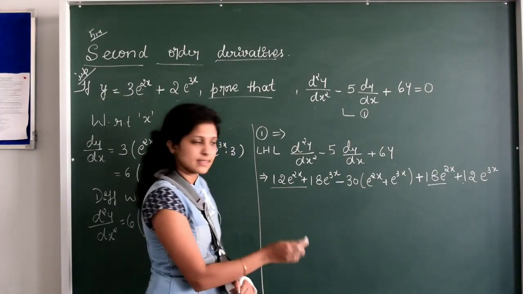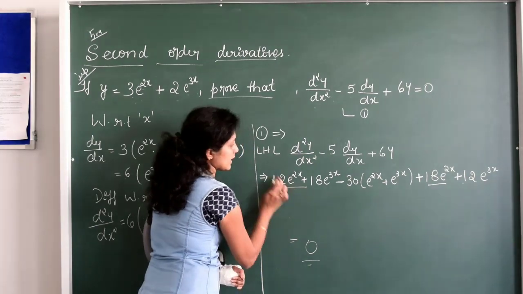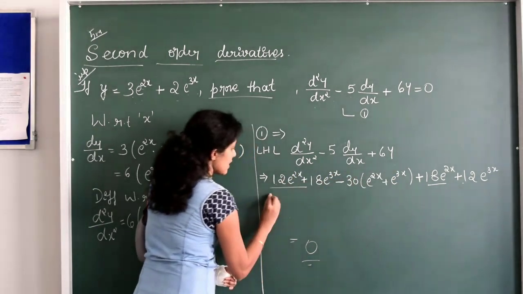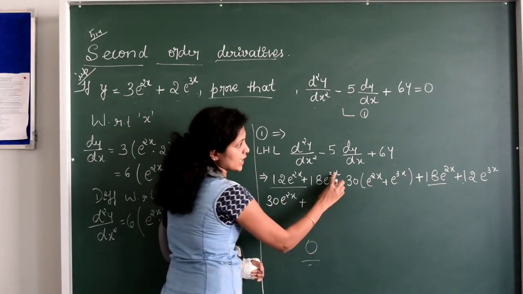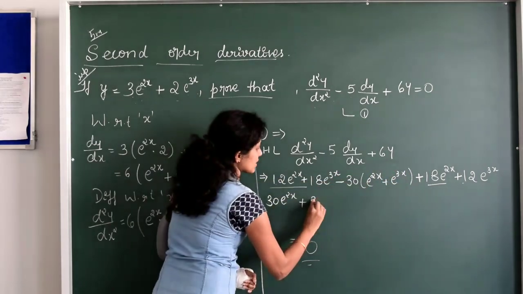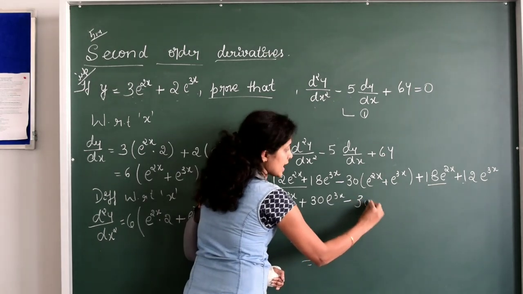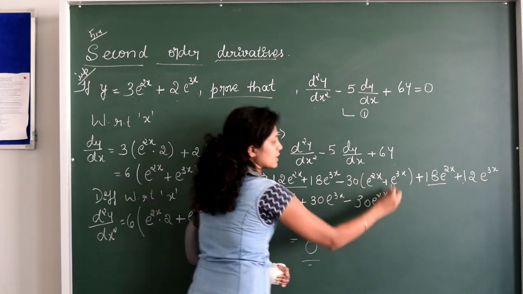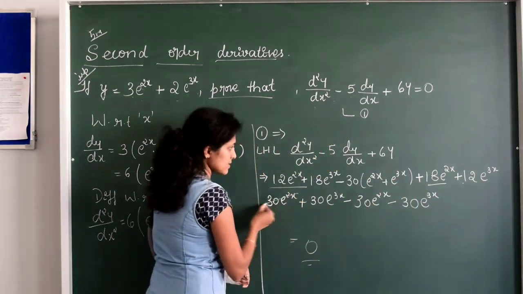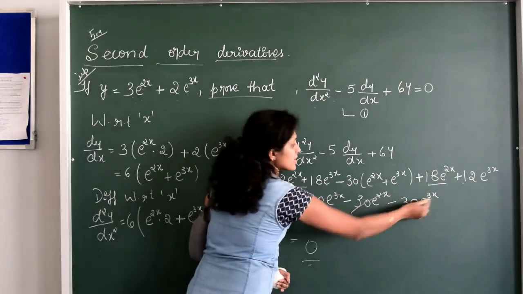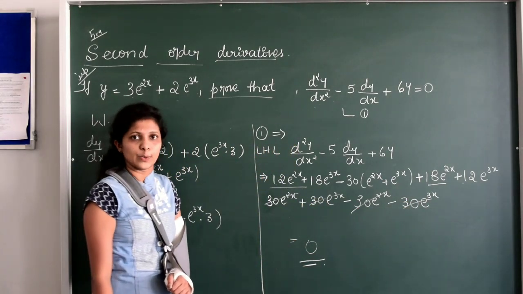So everything will get cancelled. So answer will be equal to 0. But if you write one more step, here you can write 12e^x plus 18 will be 30e^(2x), plus here 18e^(3x) and plus 12e^(3x). It will be 30e^(3x), and this is minus 30e^(2x), and this is also multiplied with this, minus 30e^(3x). So everything plus, and this will get cancelled, and this will get cancelled. Answer is equal to 0. So we have to prove that left hand side is equal to 0.